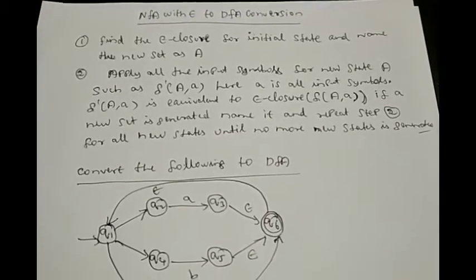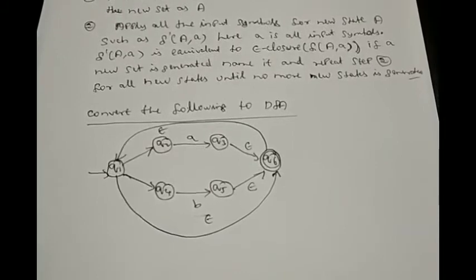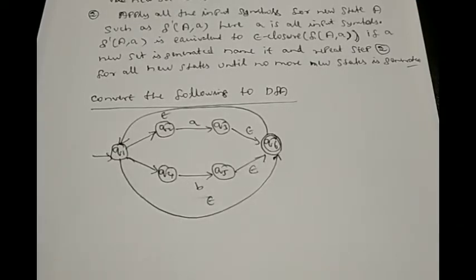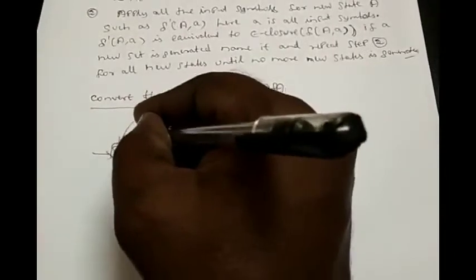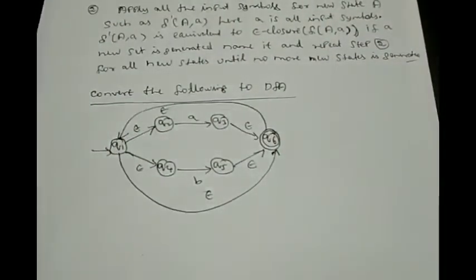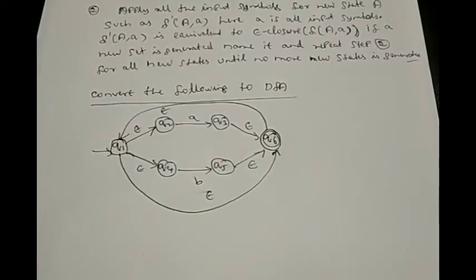So let us have a discussion on a problem here. We have states Q1 to Q6, six states together, and you have the respective transitions, epsilon here and epsilon here. Now the first thing is we have to find the epsilon closure for the initial state.